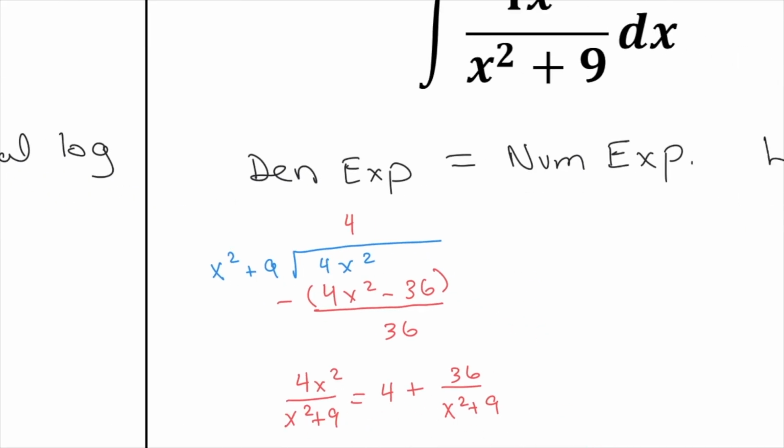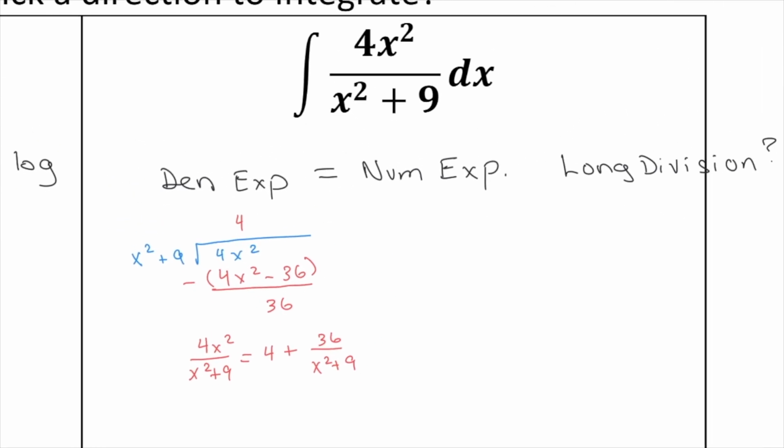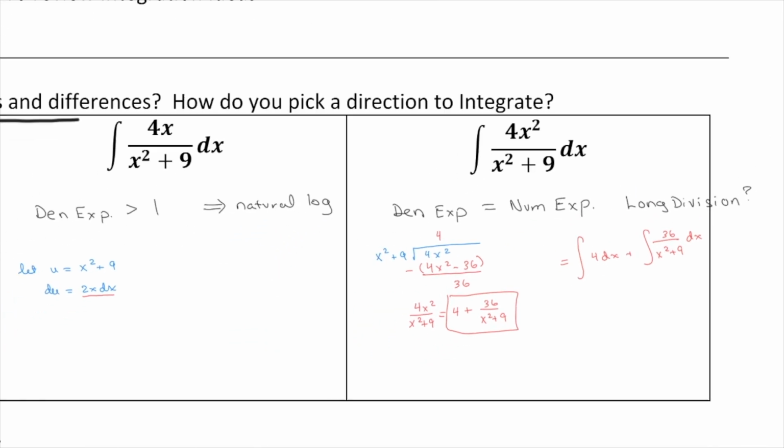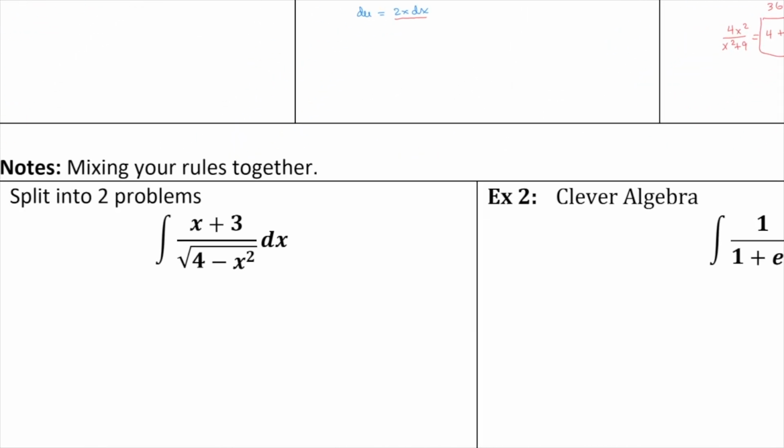The third question. So did you remember how to do some long division? And if you did your long division, you can do synthetic, I don't care, as long as you are able to rewrite this problem as the integral of 4 dx plus the integral of 36 over x squared plus 9 dx. So now you have an arctan for the second half of your problem, and the first part of your problem is a very simple little integration.